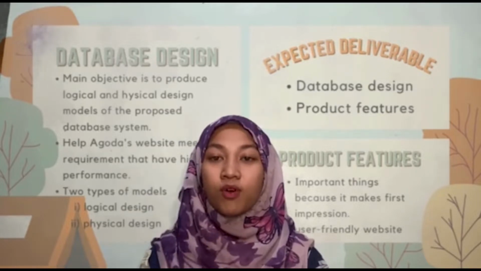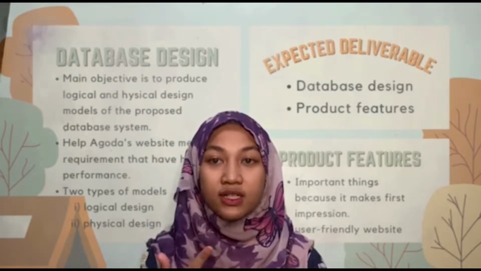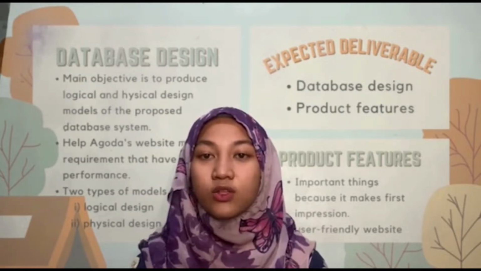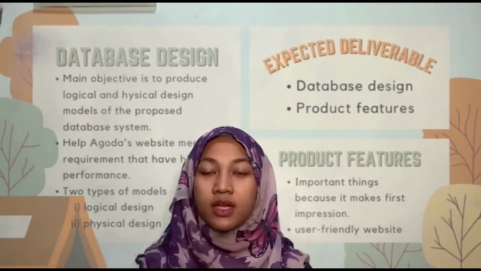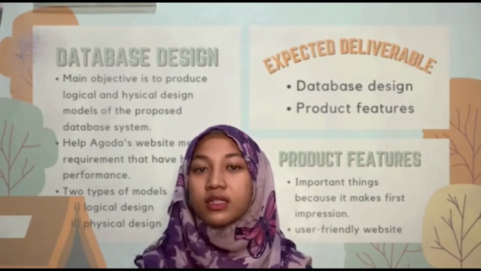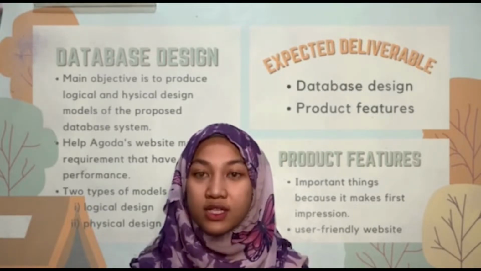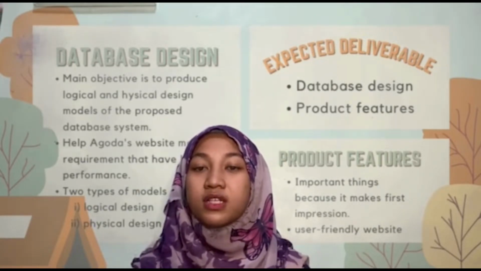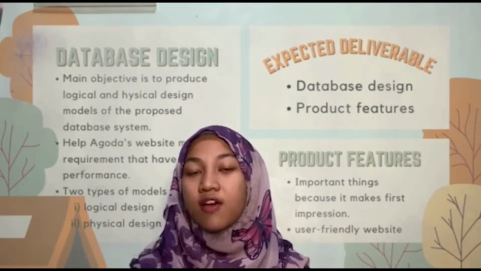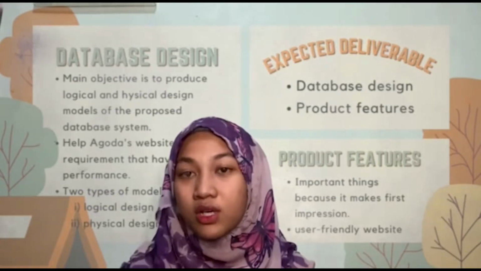There are two types of models that can be used in designing a database, which are logical and physical design. For this Agoda website, the tools of models are used in designing the database. The second one is product features. Product features are important because they make the first impression for the user and can deliver benefit for customers. For example, the feature designed in this website is user-friendly because it has simple icons and it is not hard for the customer to use the Agoda website.